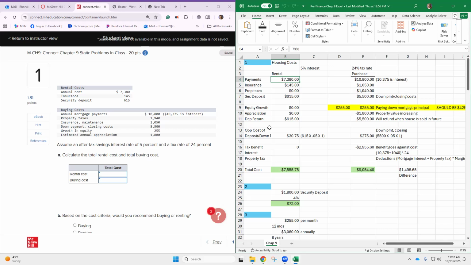We've got 7,380, 145 for the premium of the insurance for the year. Now, I am going to put an offset of that deposit coming back. Now, these costs also depend on if you stay for more than a year or not. If you stay for just 1 year, then this would work. But if you stay beyond a year, then the purchasing becomes more valuable.